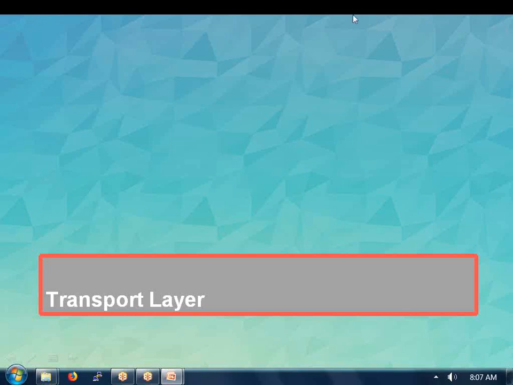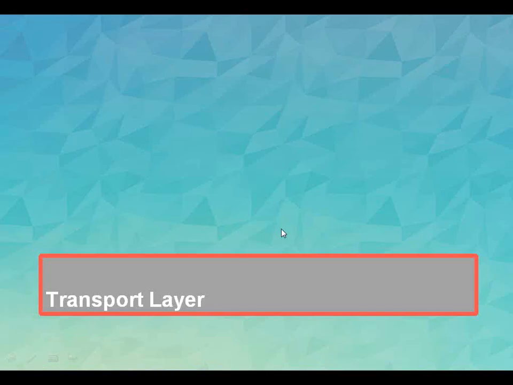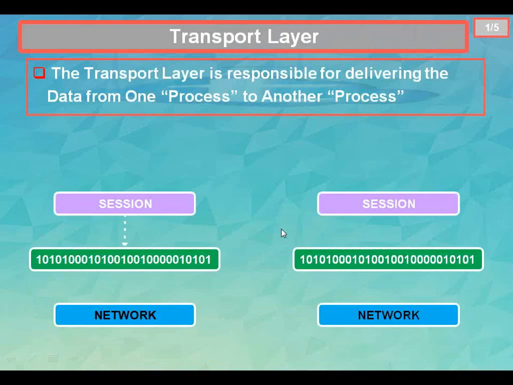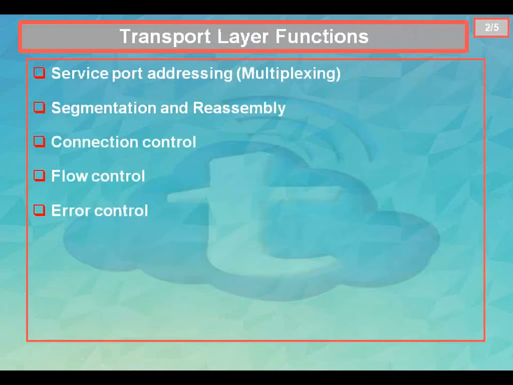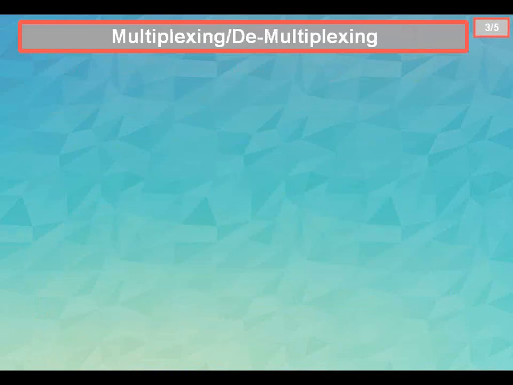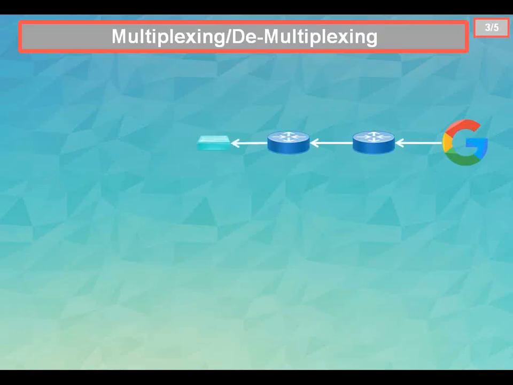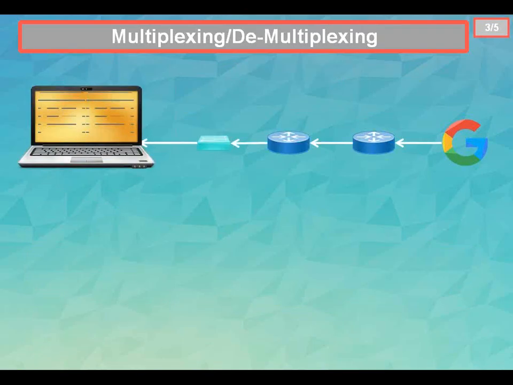So in our previous session, we have completed up to this transport layer part. We understood the functionalities of the transport layer. So 3 more layers are left out. So we have seen multiplexing, demultiplexing in the transport layer.